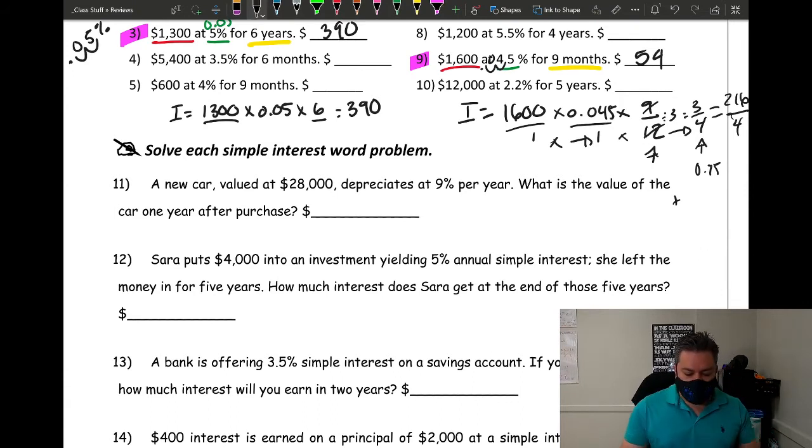All right, so that's that. And then what is the value of the cars after 1 year purchase?